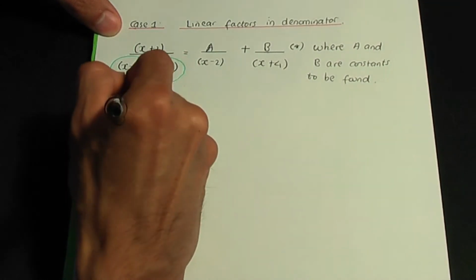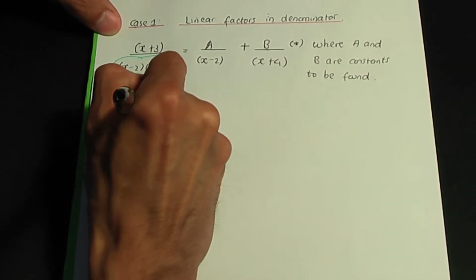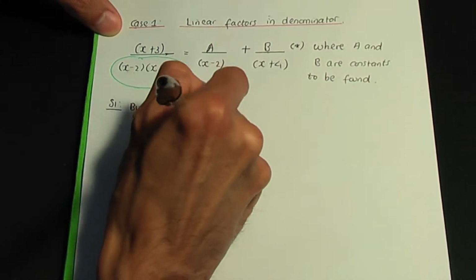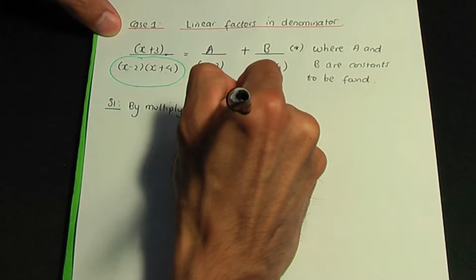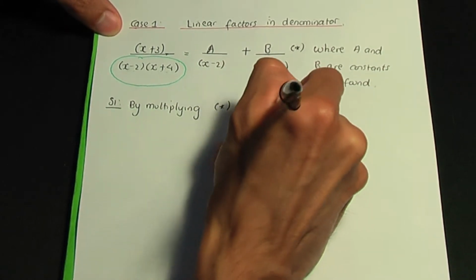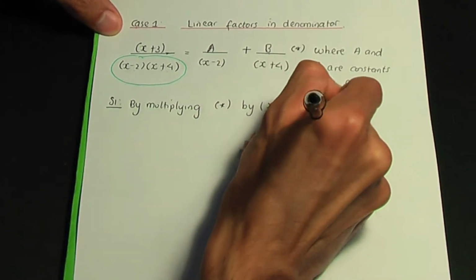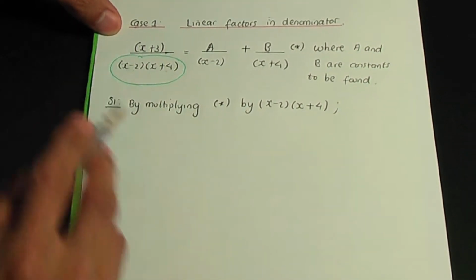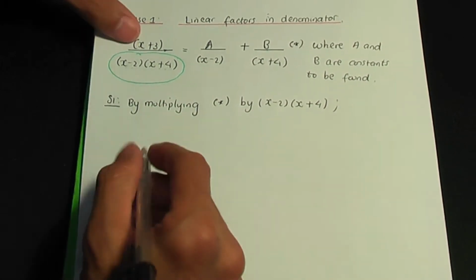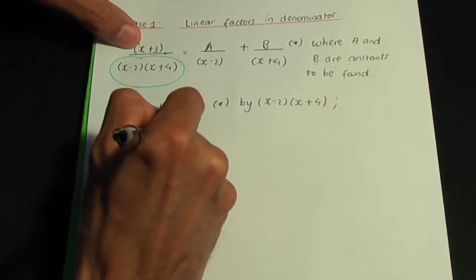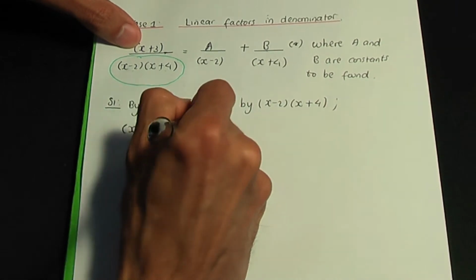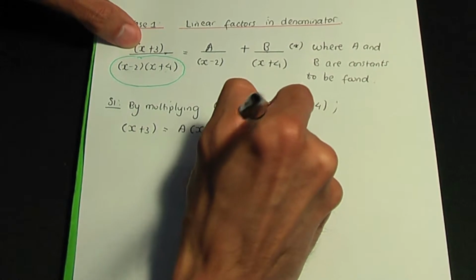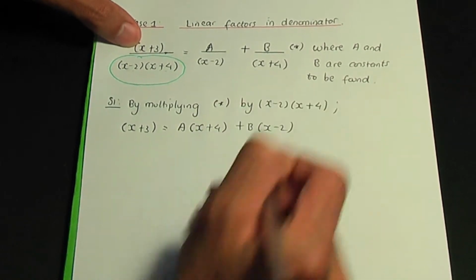Okay, so in my step number 1, let me multiply. So by multiplying equation star by x minus 2 into x plus 4, so by the term which appears in your denominator here. And when I do the multiplication, I'm going to have x plus 3 on the left hand side, that is equal to a into x plus 4 plus b into x minus 2.